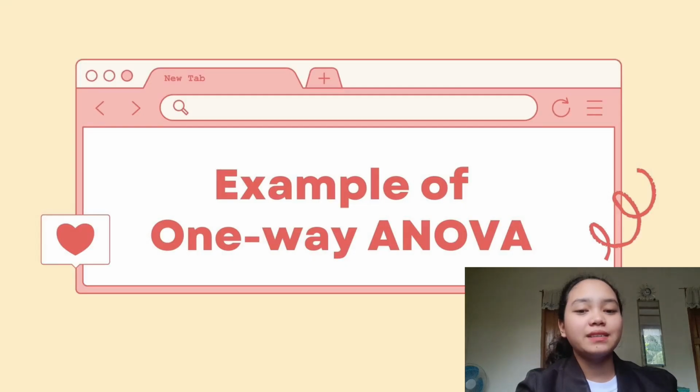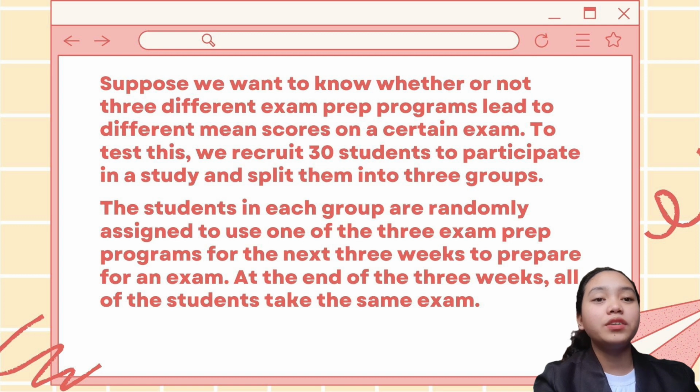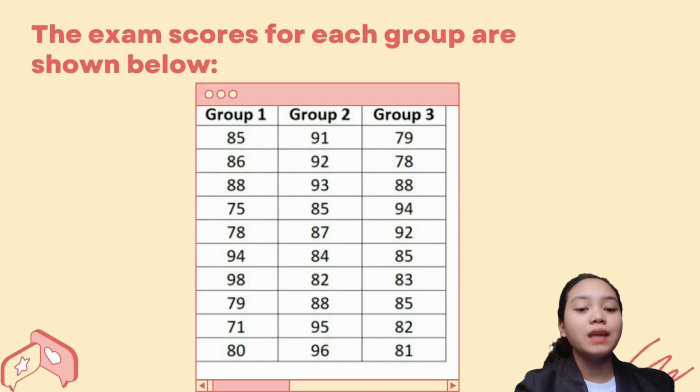One-way ANOVA example. Suppose we want to know whether or not 3 different exam prep programs lead to different mean scores on a certain exam. To test this, we recruit 30 students to participate in a study and split them into 3 groups. The students in each group are randomly assigned to use one of the 3 exam prep programs for the next 3 weeks to prepare for an exam. At the end of the 3 weeks, all of the students take the same exam. The exam scores for each group are shown below.